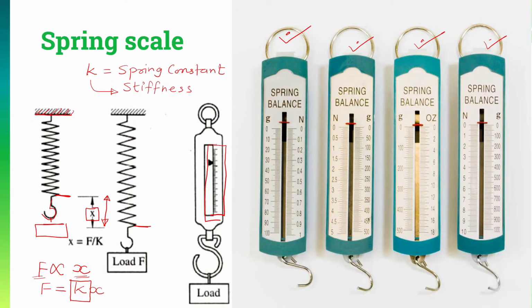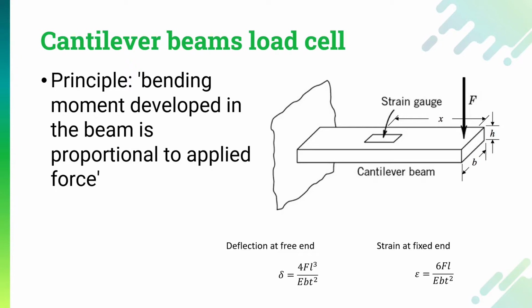The second option that is available to us is the cantilever beam load cell. Now, the basic principle of operation for the cantilever beam load cell is that whenever a bending moment is developed in the beam, it is directly proportional to the applied force.